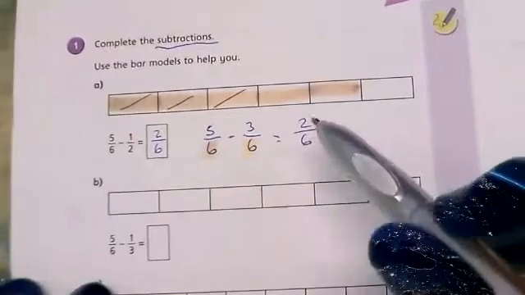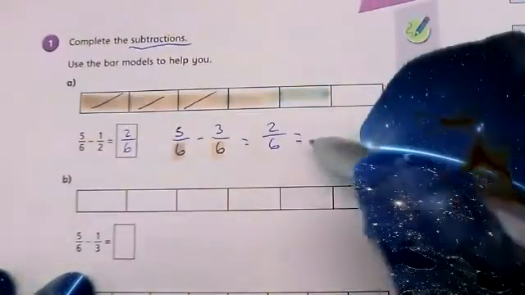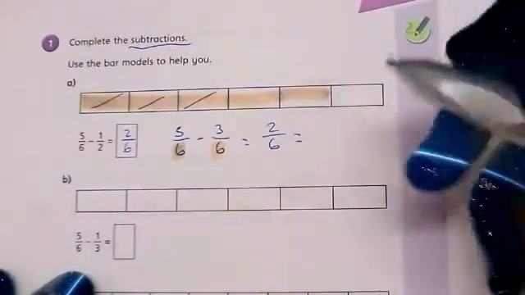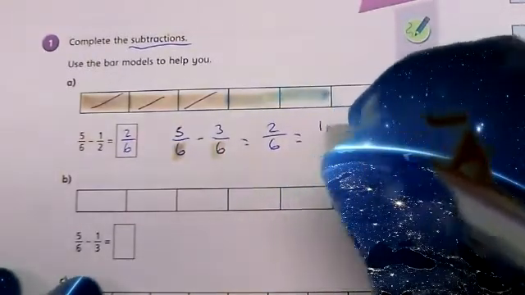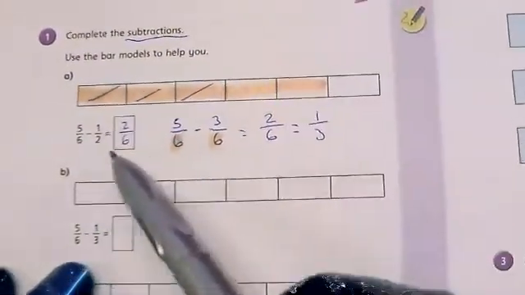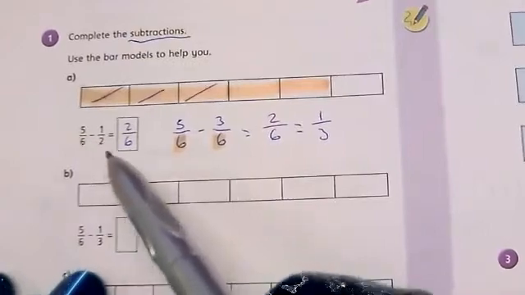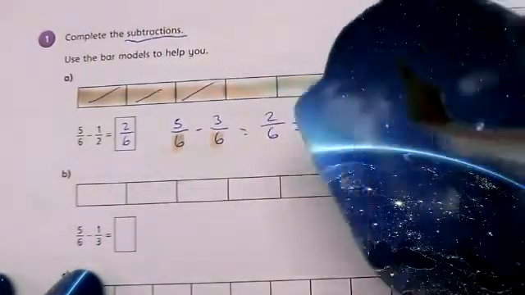Both of those numbers, 2 and 6, are even. Well done. If they're even, we can half them. We can divide by 2. 2 divided by 2 is 1. 6 divided by 2 is 3. So in its simplest form, this subtraction, 5 sixths take away a half, equals 2 sixths. But in its simplest form, it's a third.